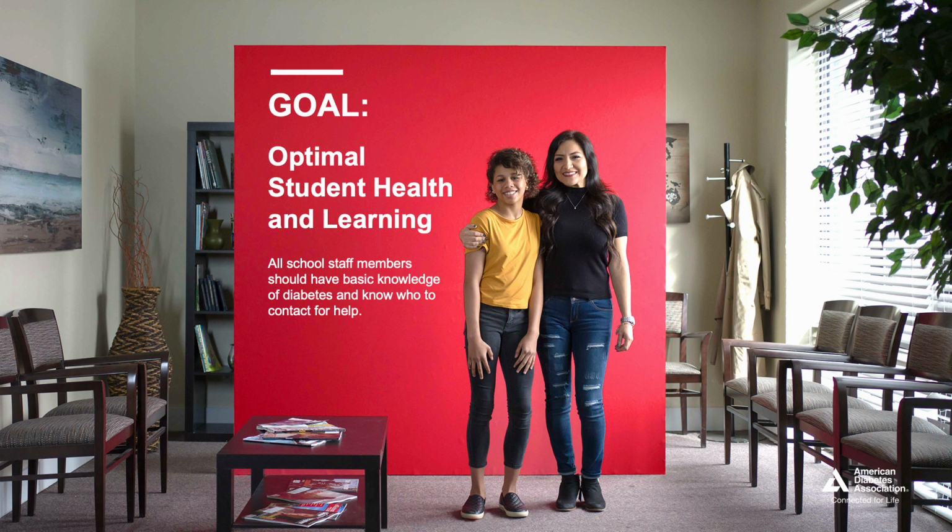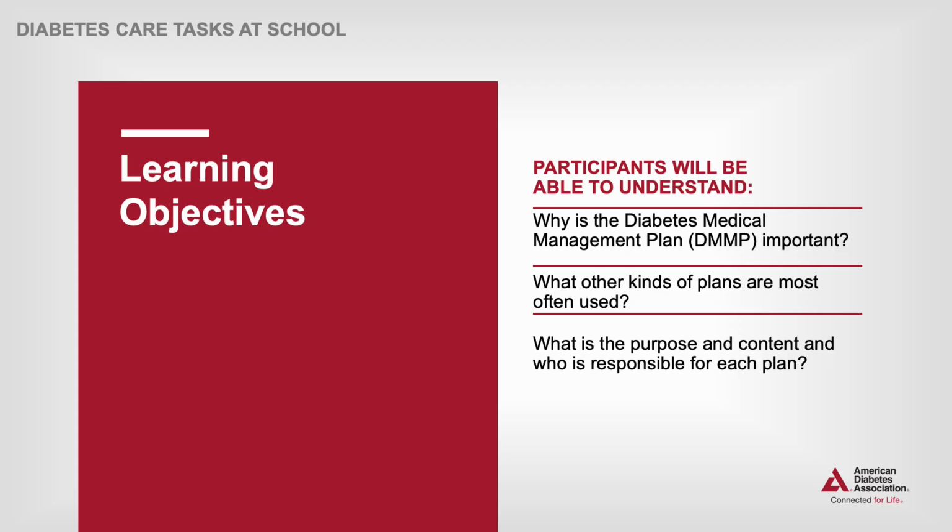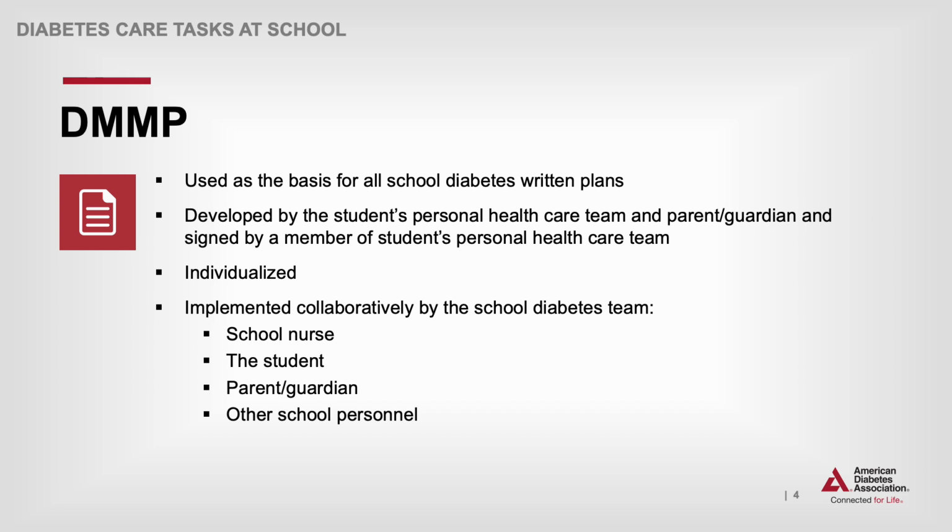This unit is Diabetes Medical Management Plan, also known as the DMMP. Participants will be able to understand why the Diabetes Medical Management Plan is important, what kinds of plans are most often used to document diabetes care and accommodations in schools, the purpose, content, and person responsible for each kind of plan, and how the plans work together to ensure that students with diabetes are safe and successful at school and treated equitably. The DMMP is the foundation for the development of all school written plans.